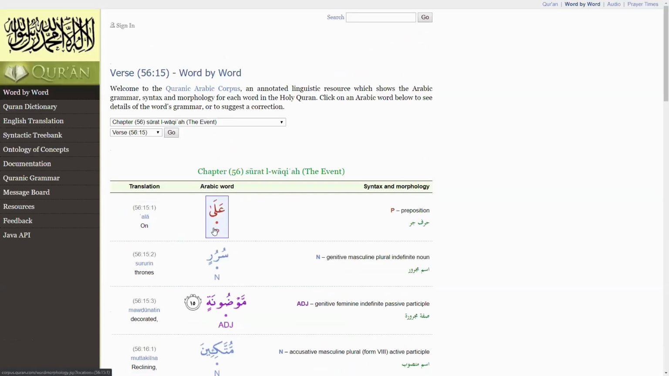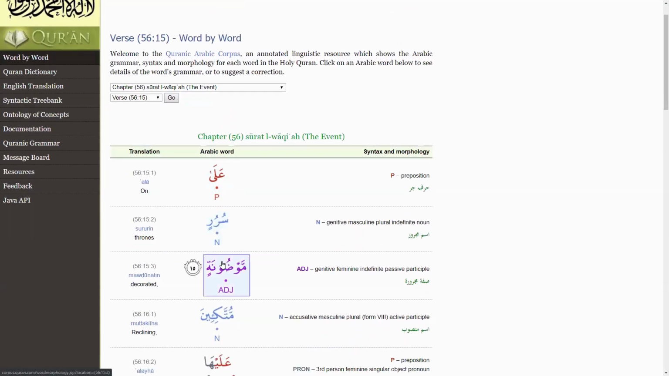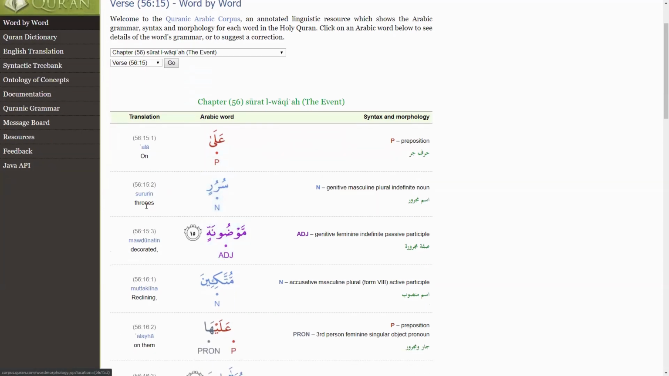Then he goes on to say, ala sururim mawduna, and they are on beds. So surur, we learned sarir, the plural of sarir is surur. Ala, on beds, or surur could be thrones. Mawduna is decorated. They are on decorated thrones. So he's describing, Allah subhanahu wa ta'ala, who the foremost people are. They will be fi jannat na'im. Then he's describing the jannat na'im. They will be on decorated thrones, so we can imagine thrones.